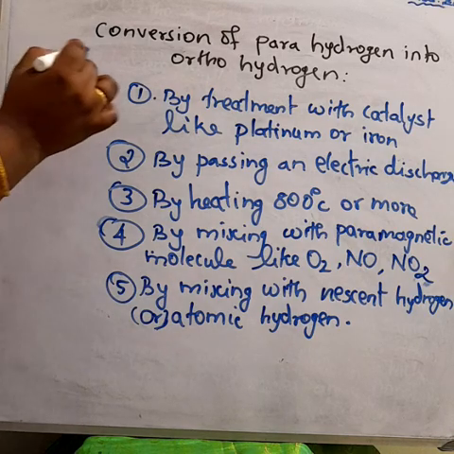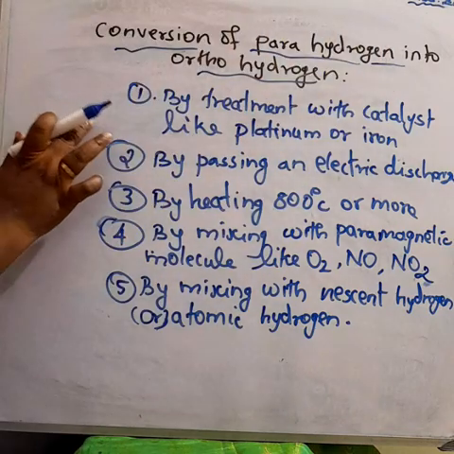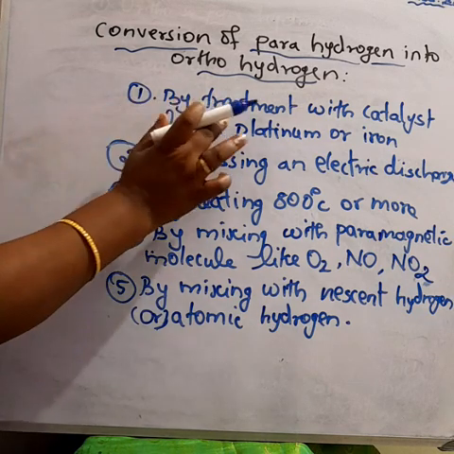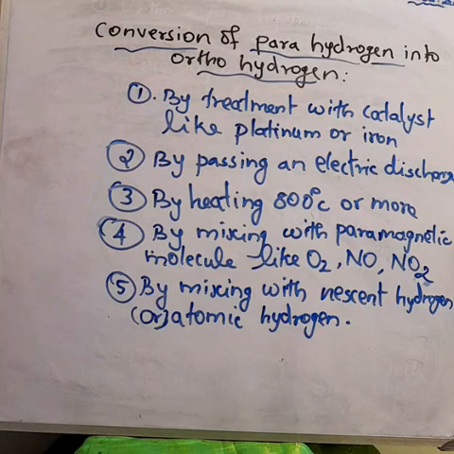Okay, first point, all of you note this. This is very, very important. This is your assignment, today's assignment. By treatment with a catalyst like platinum or iron. How will you convert the para form into the ortho form?